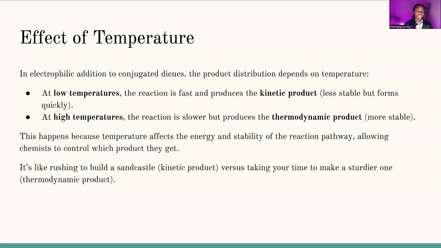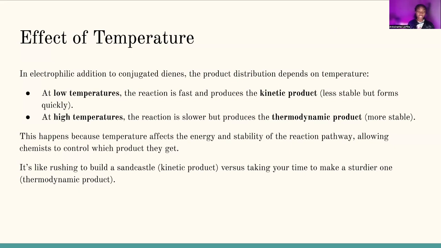So for this one, it's mainly going to discuss the temperature, the electrophilic addition to conjugated dienes. The product distribution depends on temperature. So for example, at low temperatures, the reaction is fast, producing the kinetic product, but it's less stable, but it's going to form the quickest. And at high temperatures, the reaction is slower, but the thermodynamic product is going to be more stable.